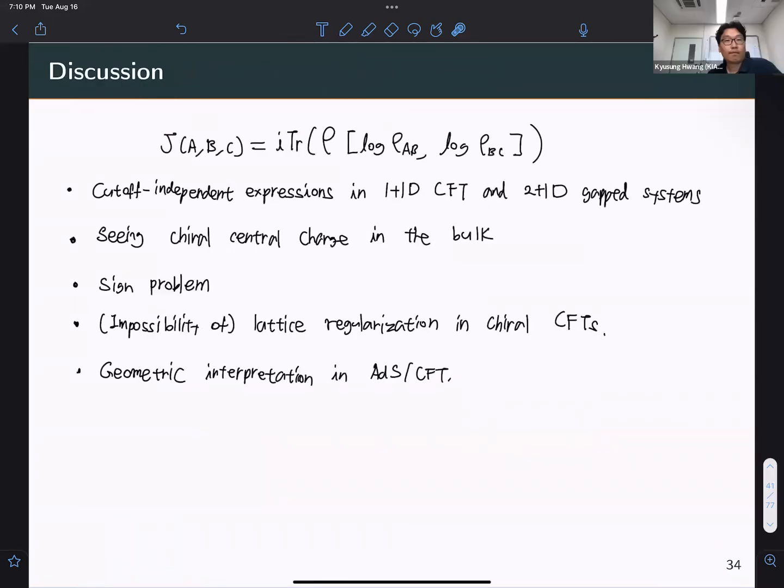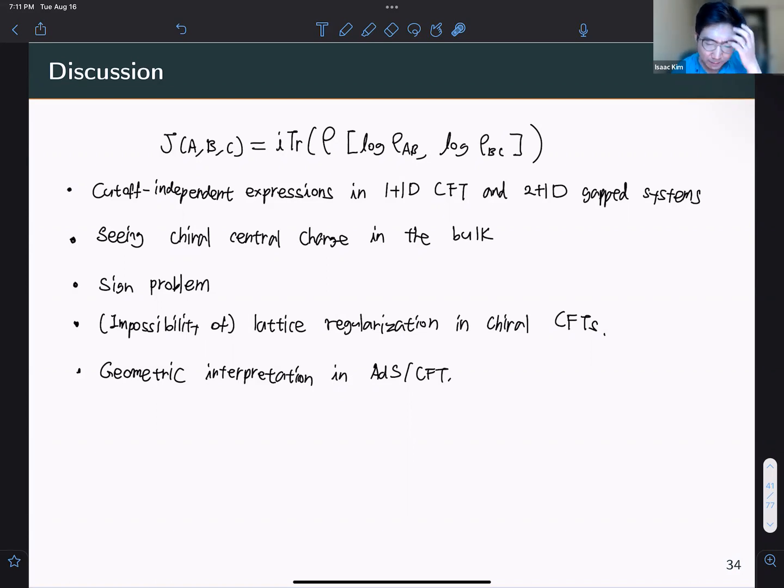Okay, so today I talked about this quantity called the modular commutator. We only calculated this in 1+1D CFTs and 2+1D gapped systems, but already there, this calculation led to pretty succinct and clean expressions, which very directly show a lot of things that people perhaps knew, but in a more clear way. So I think that's very nice. That's it.